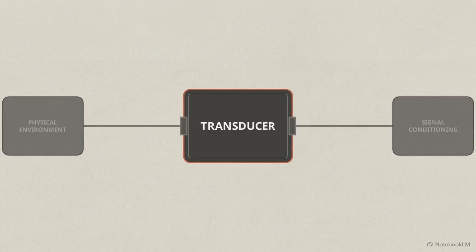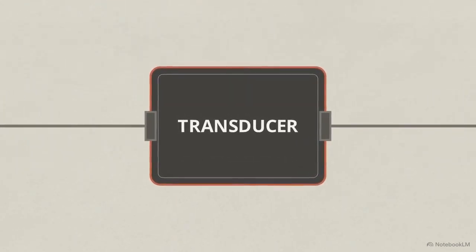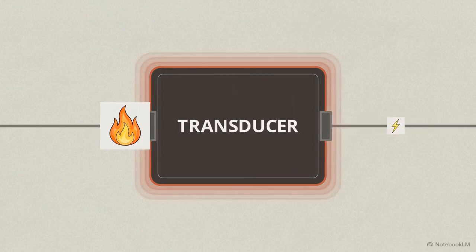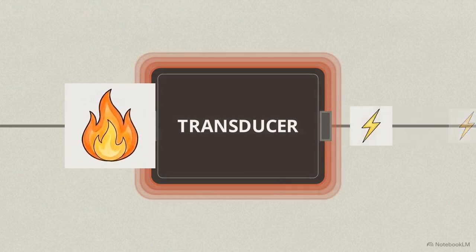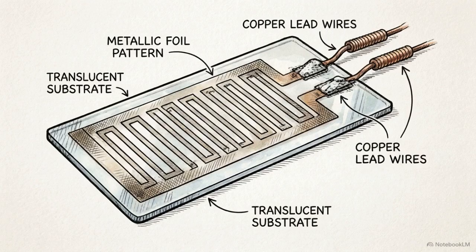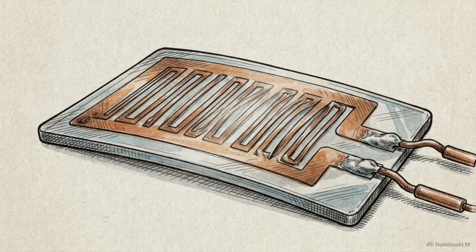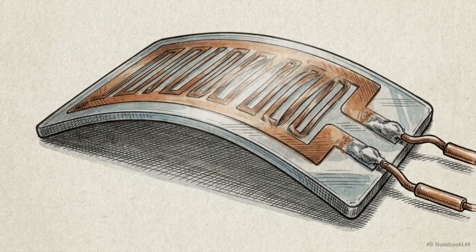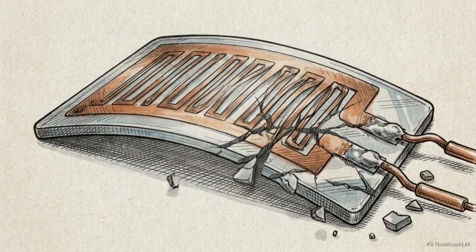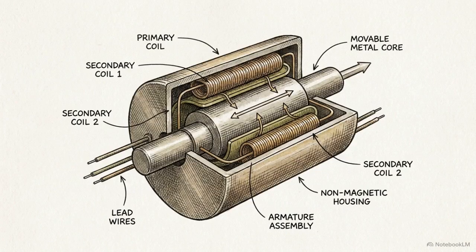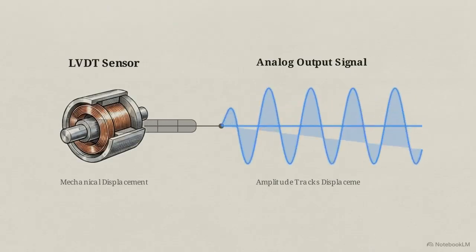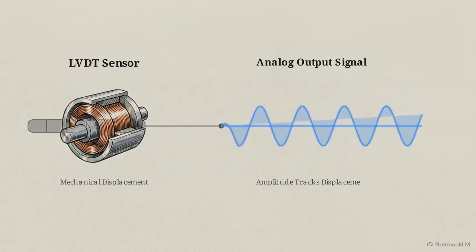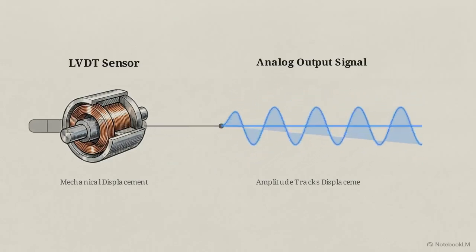Let's look at the first stage of that pipeline. The actual senses of a DAC system are devices called transducers. Their specific job is to take a physical change in the environment and turn it into a proportional electrical signal. For example, a strain gauge measures applied force or weight. As a heavy load bends the gauge, that physical deformation directly alters the internal electrical resistance of the device itself. Or consider an LVDT sensor. Instead of measuring applied force, it tracks mechanical displacement, generating an electrical current as a moving core slides precisely through a series of internal coils.